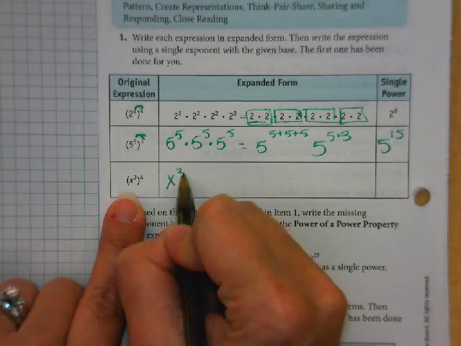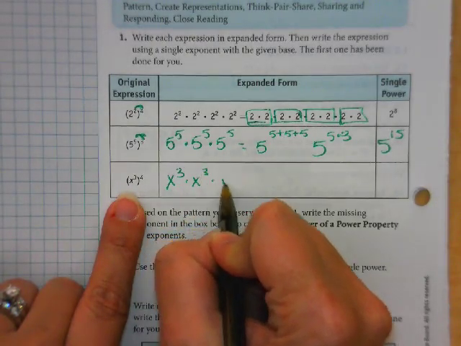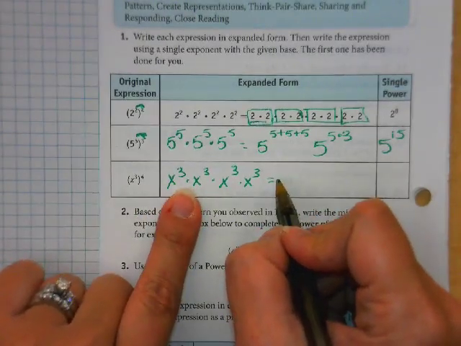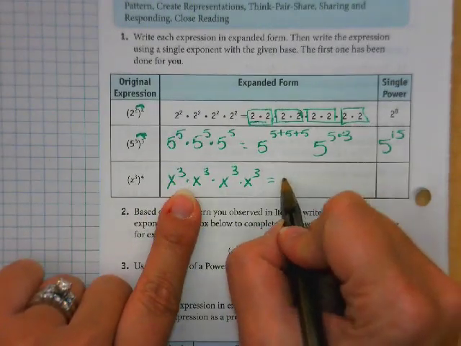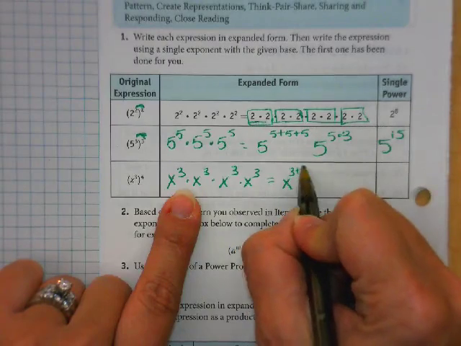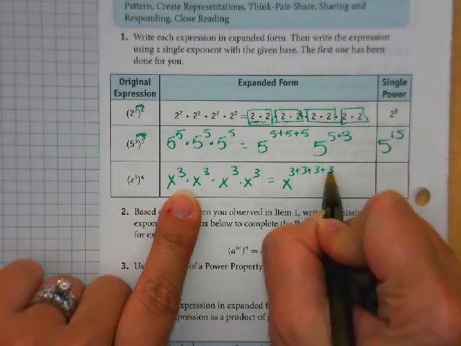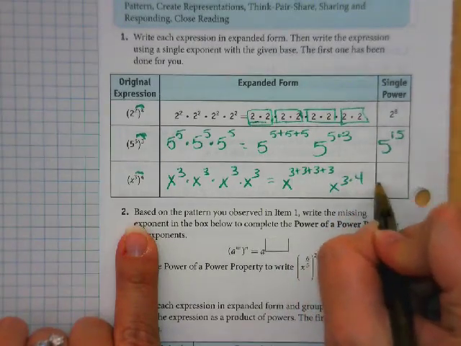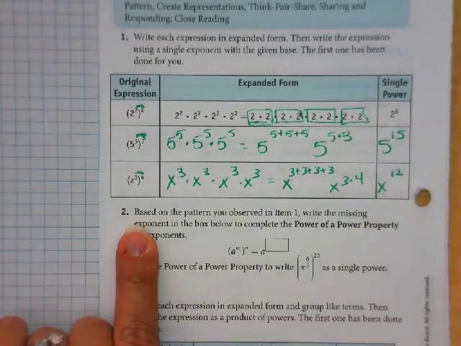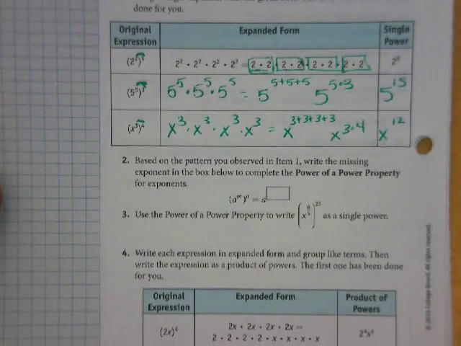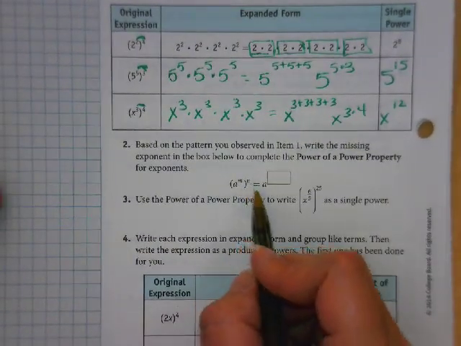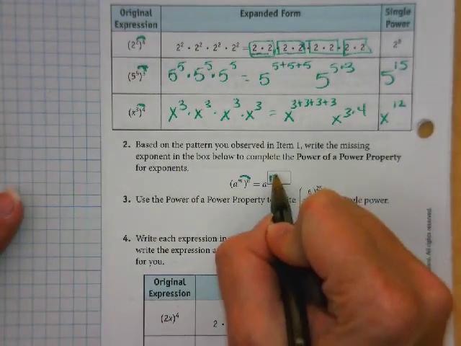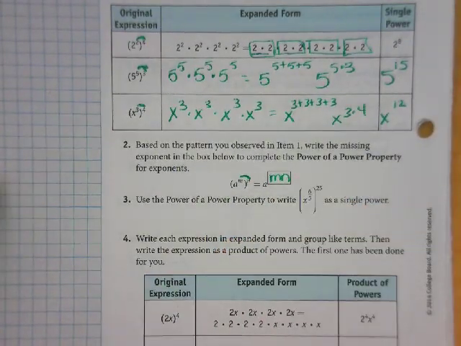Here, x to the 3rd, we would write that 4 times. And again, based on multiplying with the same base, we would say 3 plus 3 plus 3 plus 3, which we know is also 3 times 4. Either way, you're going to get x to the 12th. So our rule, when we have a power to a power, which looks just like the distributive property, is to multiply our exponents.